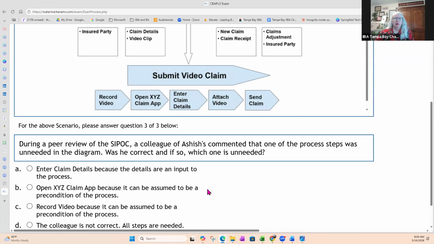Open XYZ claim, because it can be assumed to be a precondition of the process. So this should not even be in here at all. Record video, because it can be assumed to be a precondition of the process. Are you going to open the claim application if you don't have the video? Or the colleague is not correct. All steps are needed.